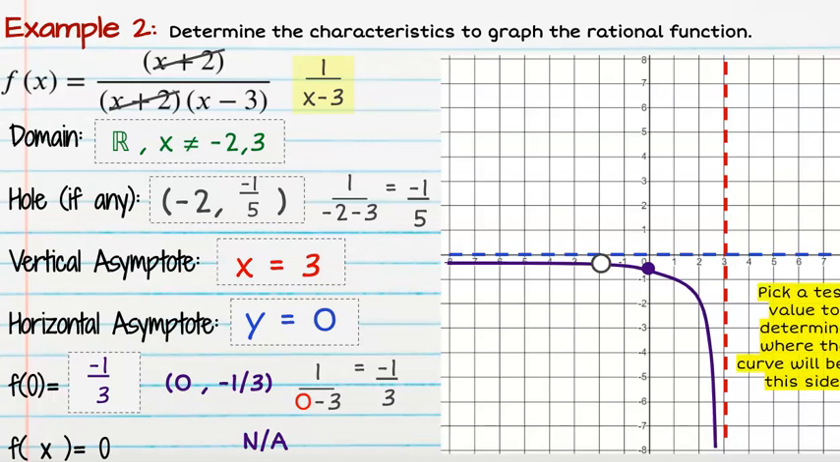It may be necessary to pick a test value to determine where the curve will be. You could substitute in the values of 4, 5, 6, 7, etc. to determine if the result is positive or negative. If we substitute any of those values in, the answer is positive. So the graph must be above the axis.